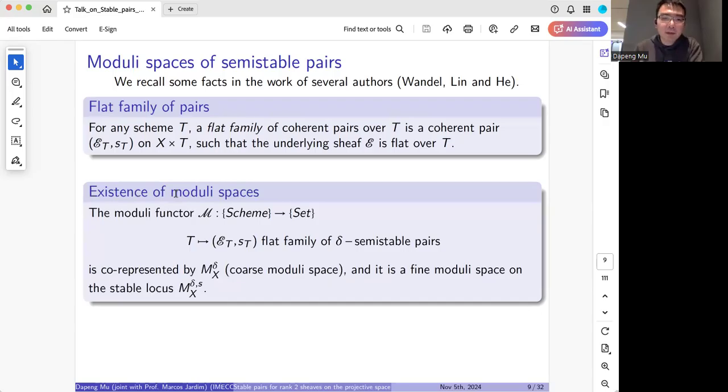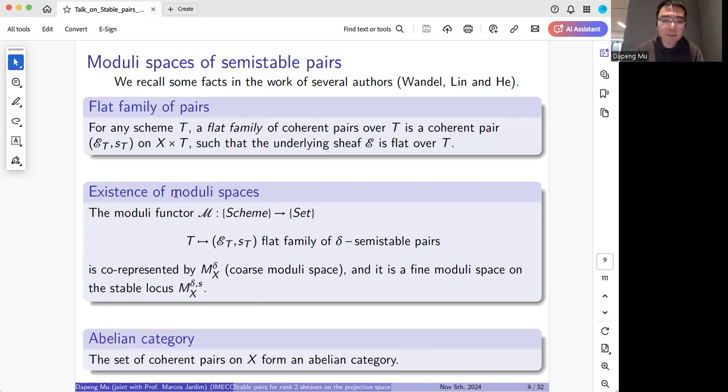Okay, and then we can talk about the moduli functor, which I think is the natural one from schemes to sets. We assign to every scheme a flat family of pairs such that when restricted to fibers, they are delta semistable pairs for some fixed delta. And then this functor is co-represented by some projective scheme, meaning it has a coarse moduli, and then the stable locus is a fine moduli. And this is exactly the same as the case for sheaves.